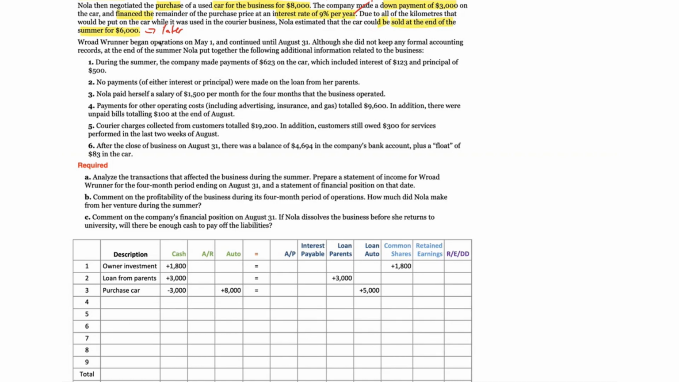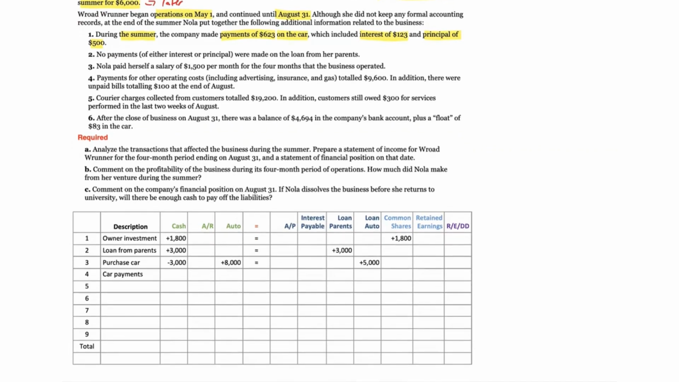So she started the operations in May and went until August. She didn't keep any formal records. During the summer, the company made payments on the car of 623, which includes interest of 123 and principal of 500. So let's call this car payments. How do you think this will get entered into our schedule here? Minus 623 from cash. Okay, excellent. Minus 623. Okay, what else?